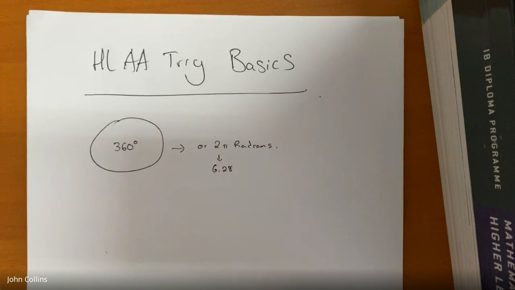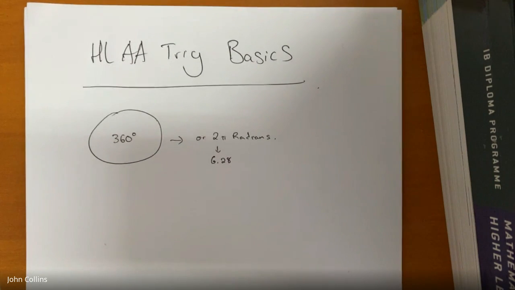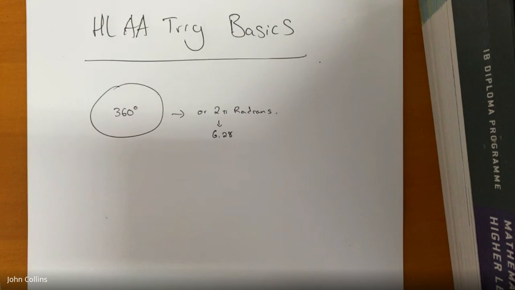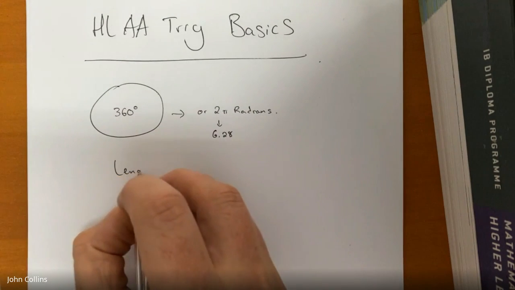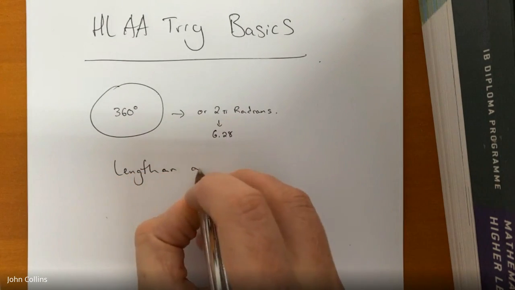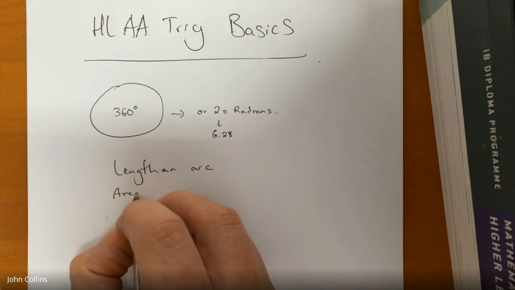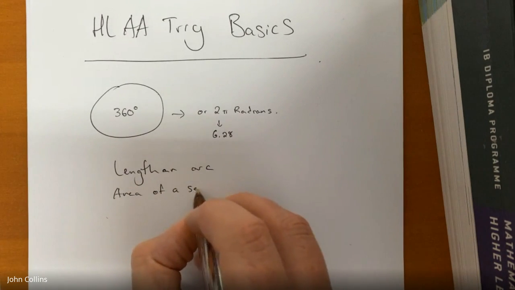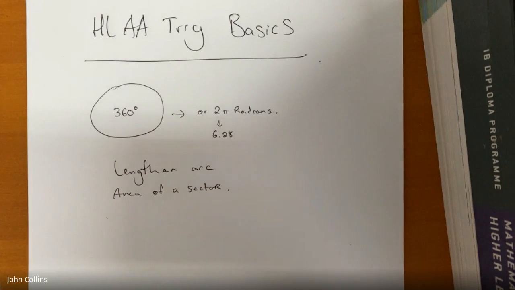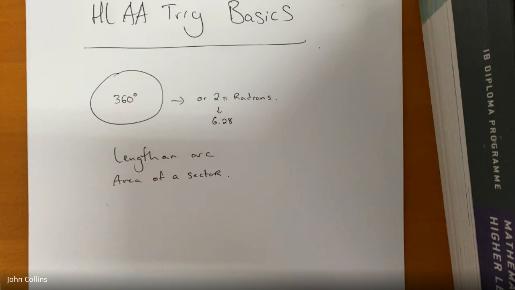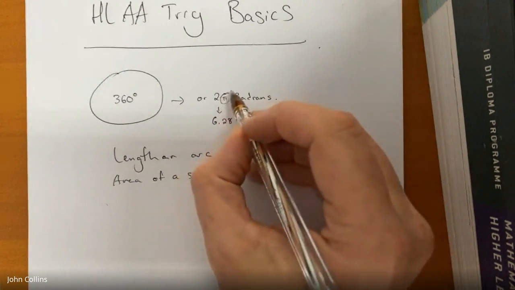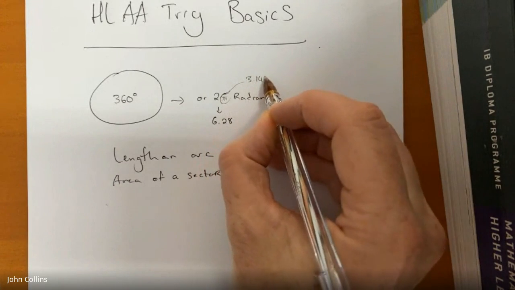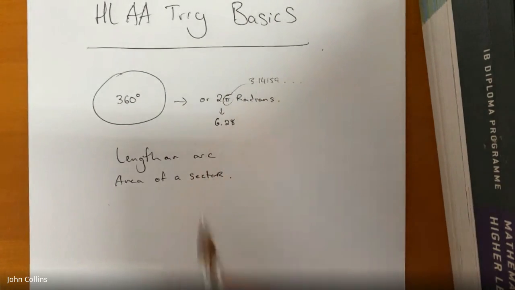Some of the more basic formulas that we deal with, starting off, are the length of an arc and the area of a sector. Both of these usually use pi. Pi's approximation is 3.14. Yes, so 2 pi is just double that and I've rounded it. Always remember that.